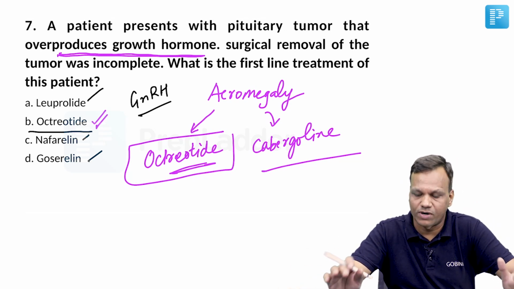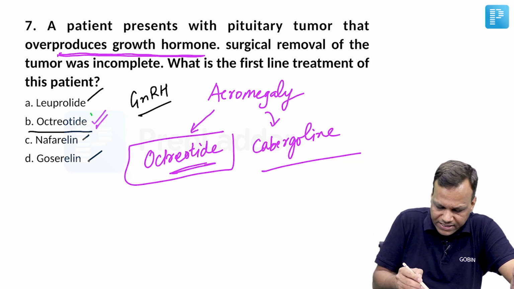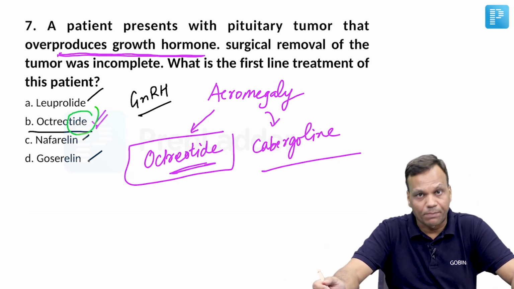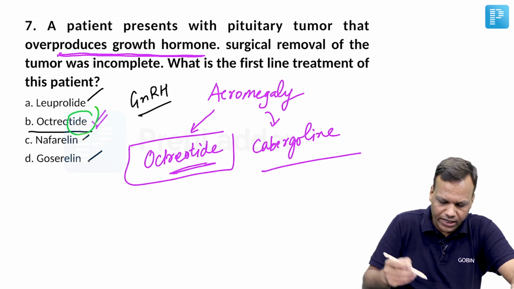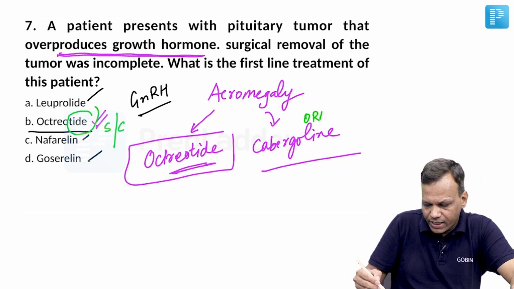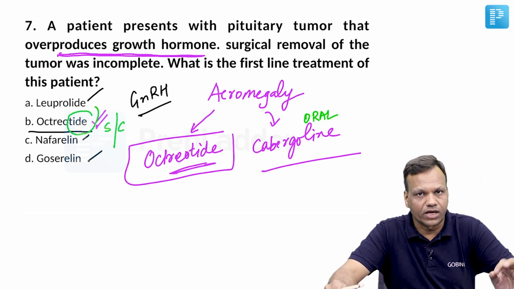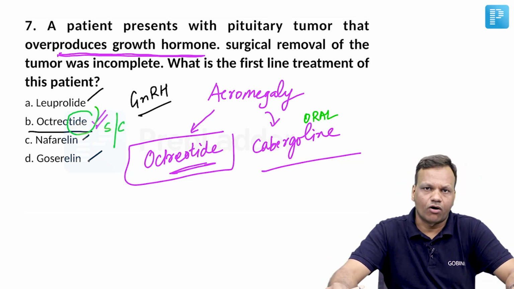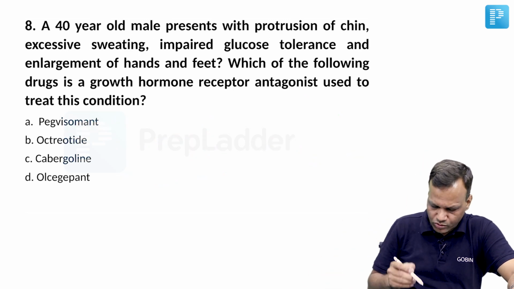It is a long acting somatostatin analog, and the name ends with tide, which means it is a peptide. So it cannot be given orally. So we give this drug subcutaneously. Cabergoline we can give orally, whereas octreotide is given subcutaneously. Mostly we prefer octreotide. Okay, moving to the next question.